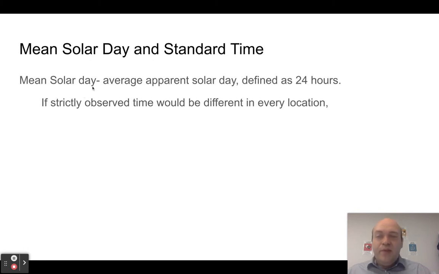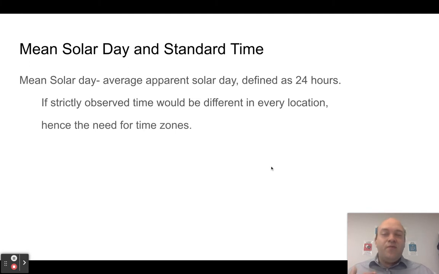So a mean solar day is just the average of all of those apparent solar days, and it's defined as being 24 hours. So 24 hours is just what we've defined it to take for one rotation of the Earth. Now, like I said, if it was strictly observed, then time would be different on, say, one end of Nebraska than it is on the other end. The time at midday would be different by a few minutes.